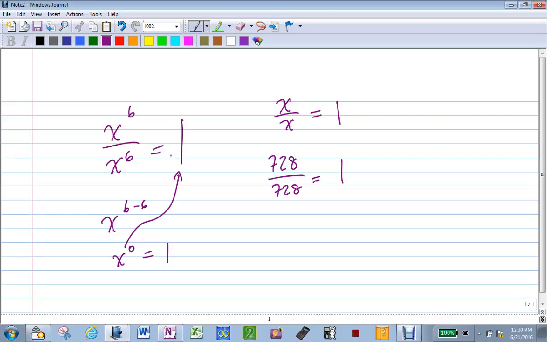Now you ask why it's not negative. Well, negative x over negative x, negative divided by negative is what? Positive 1. Okay?